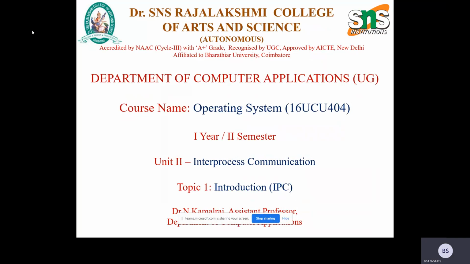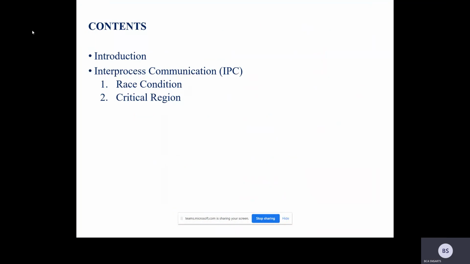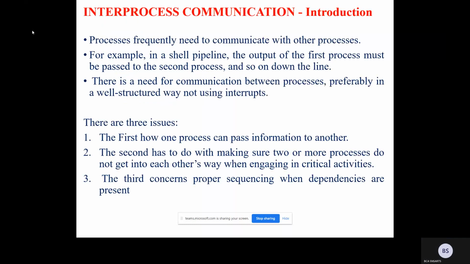So today we'll be seeing about inter-process communication. So IPC in operating system. Today we'll discuss the introduction to inter-process communication, race condition and critical region. This is an important point in operating systems. So let us start with what is IPC or inter-process communication.